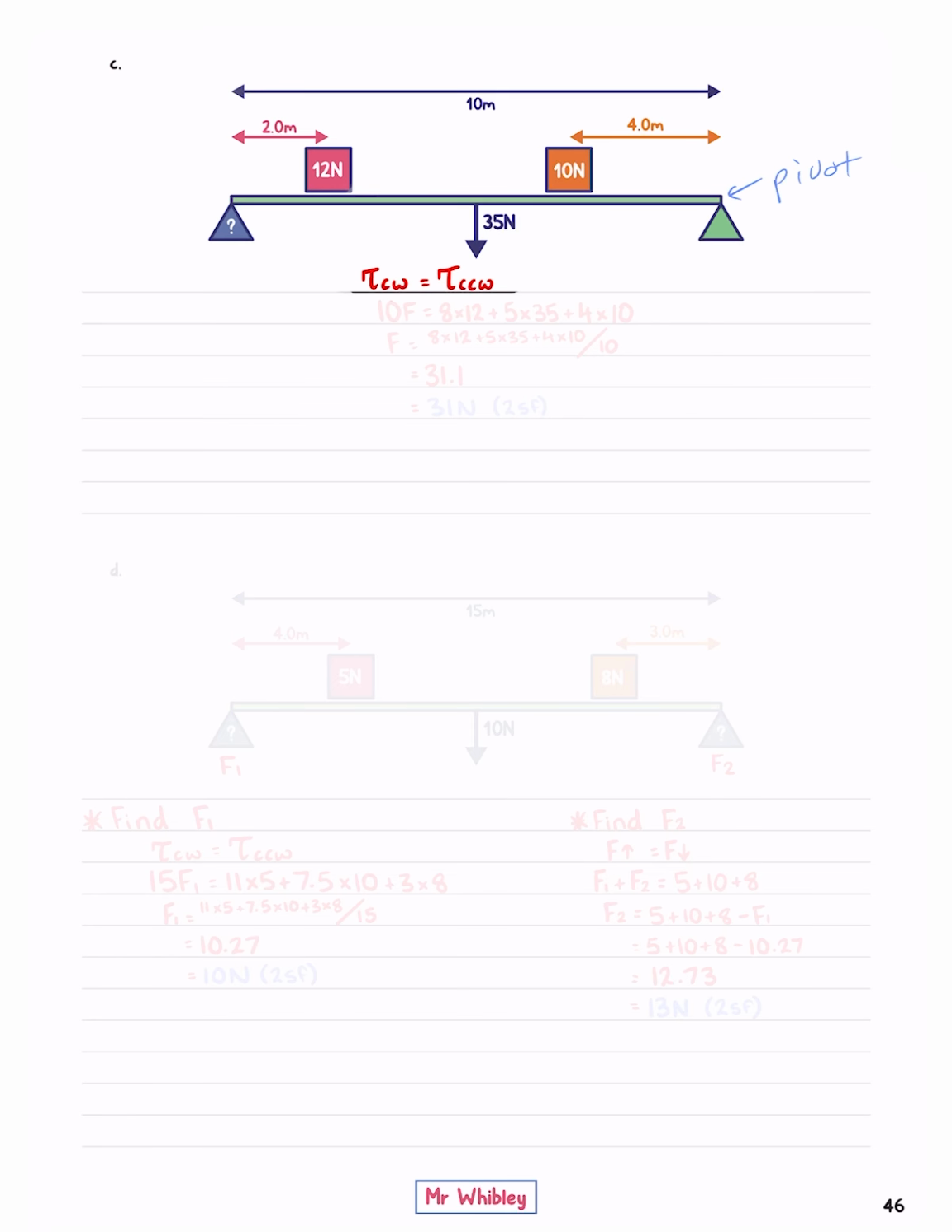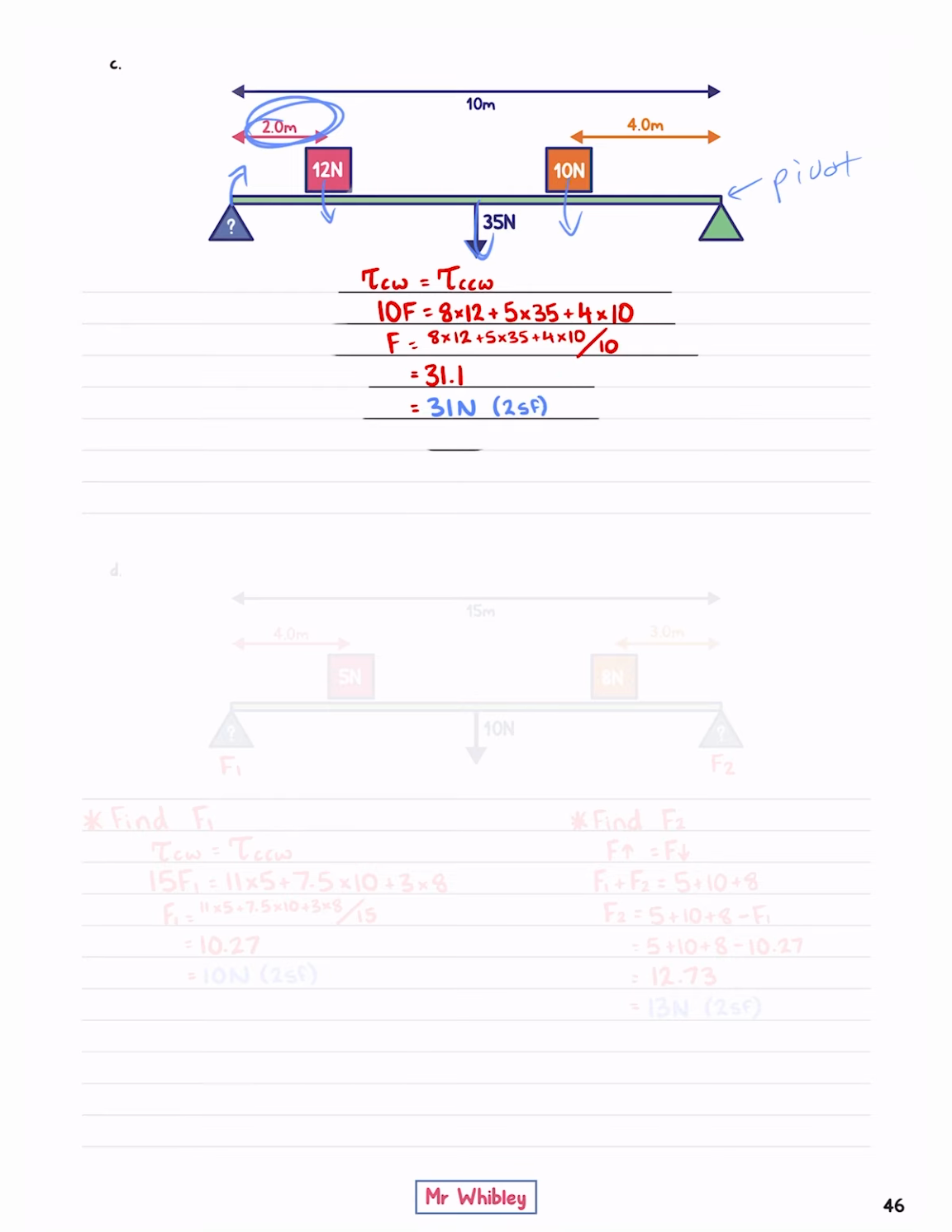We know that the torques must balance about this pivot, where this is our only clockwise torque, so we substitute its force times its distance, and these are our counterclockwise torques. Our 12 Newton mass, because it's a distance of 2 meters from this side, must be a distance of 8 from our pivot. The gravitational force from our beam acts in the middle, and so its distance is half of our 10 meters. Our 10 Newton mass is 4 meters from the pivot. Dividing both sides by 10 to solve for our force gives me 31.1, or 31 newtons to two significant figures.